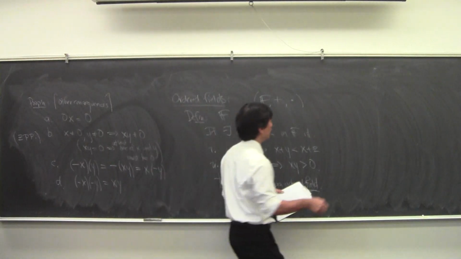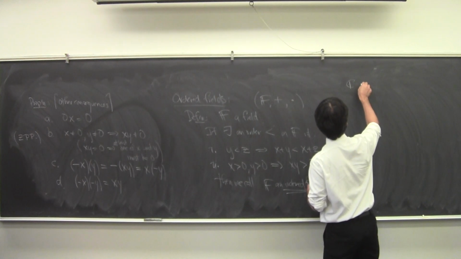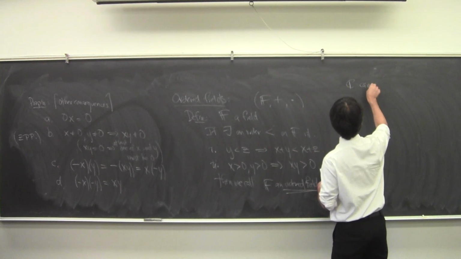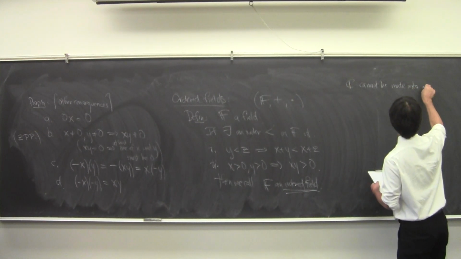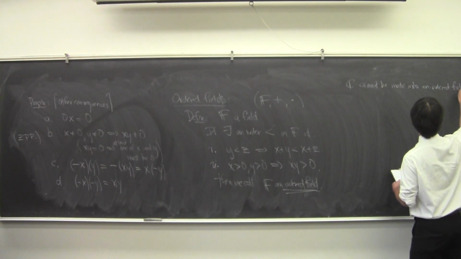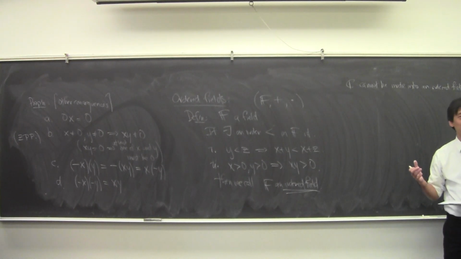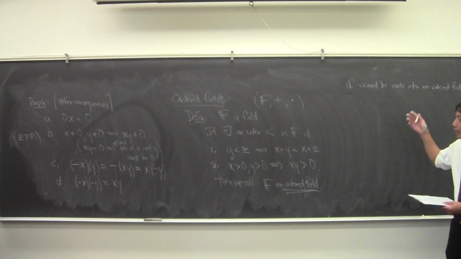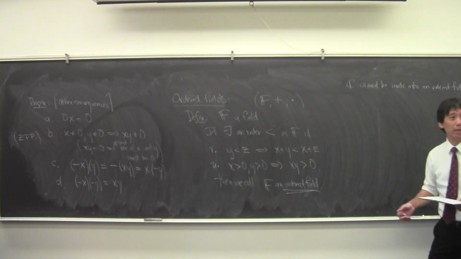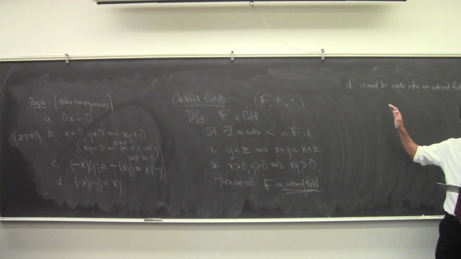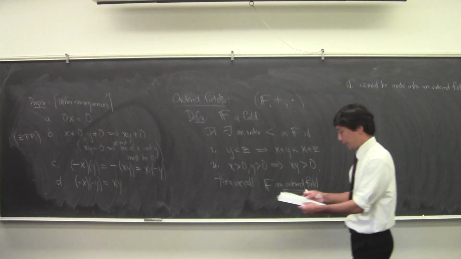One of your problems will be to show that C cannot be made into an ordered field. Earlier we saw that C could be given an order, the lexicographical order, but that lexicographical order doesn't work well with the operations of C. In fact, you'll see that there's no order you can give C that makes it into an ordered field. That's your homework.